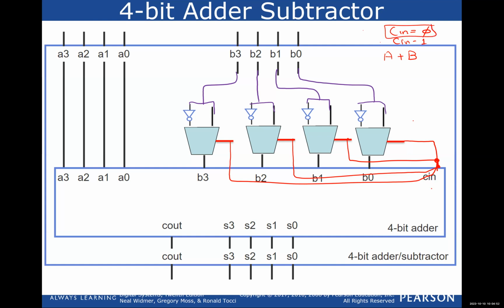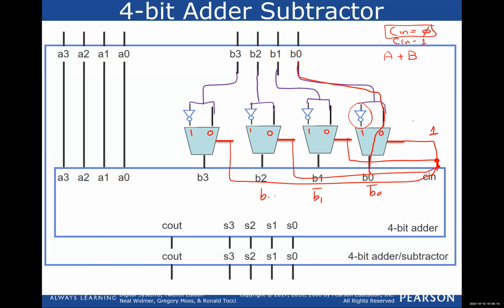So I choose my C input to be 0. So it means that this is 0, 1. So it's going to select the B0 to pass through, the B1, the B2, the B3. Then I'm just going to add the A to the B. Simple.